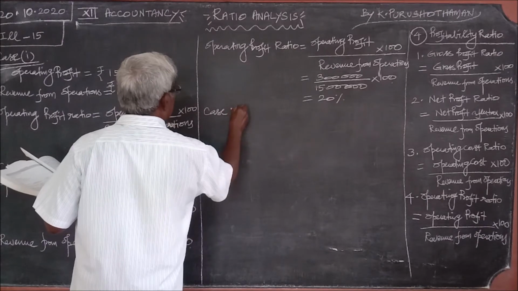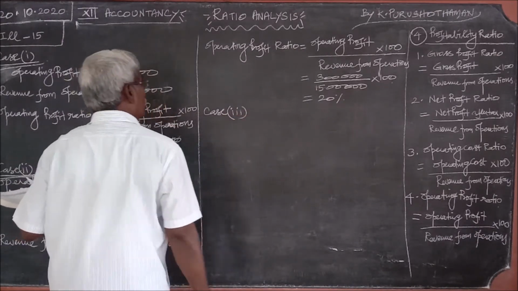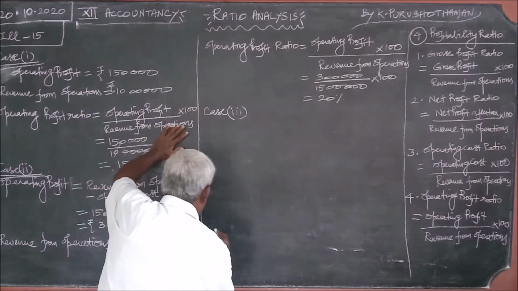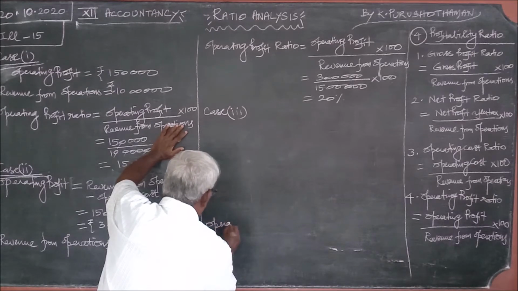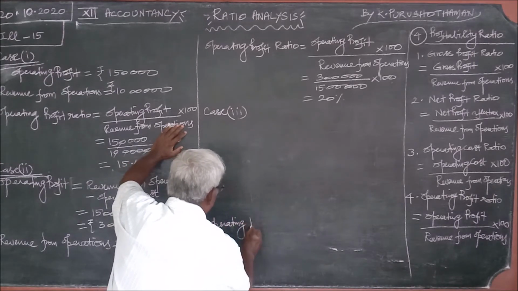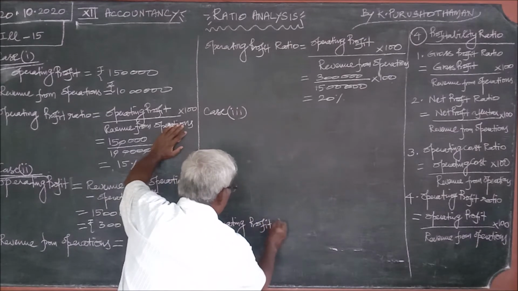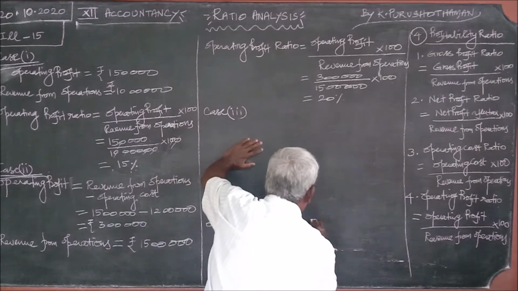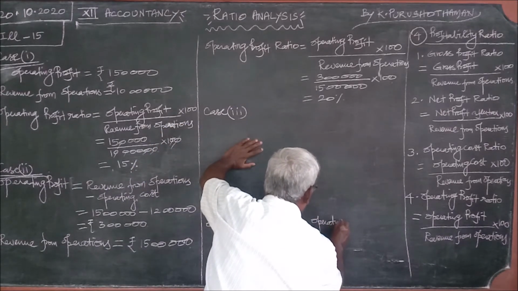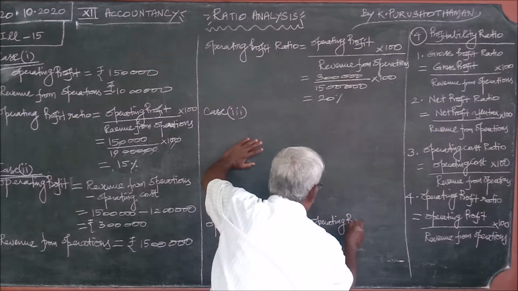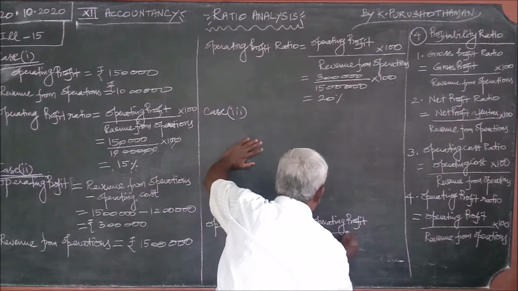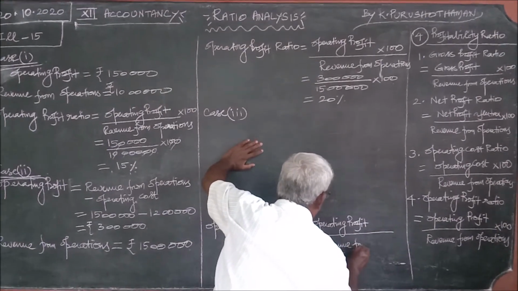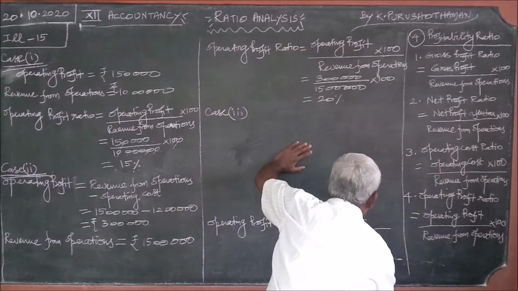Now, case 3, the third one. In this also, you can write the operating profit ratio is equal to operating profit divided by revenue from operations.